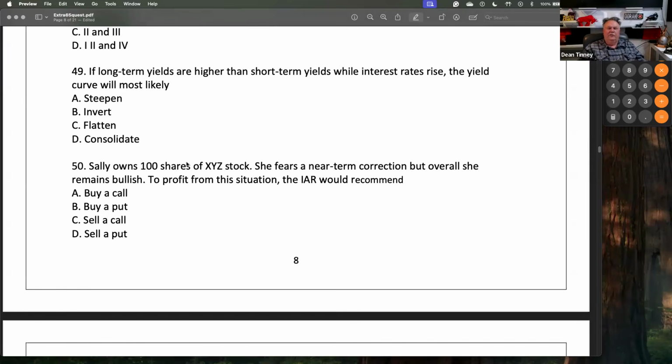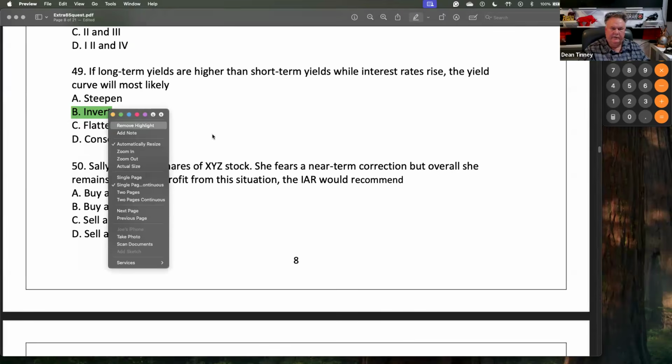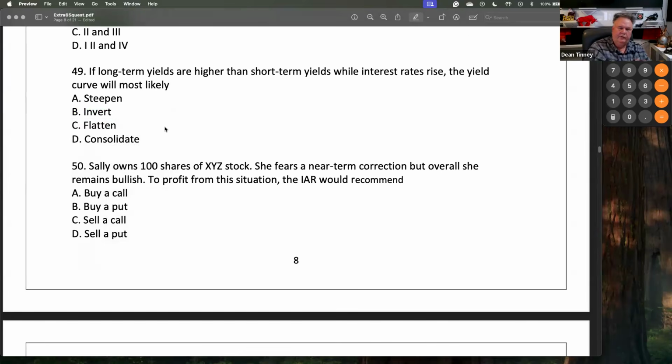If long-term yields are higher than short-term yields, while interest rates rise, the yield curve would most likely... Inverted. Well, it would get steeper. It's already inverted, right? Because it says long-term yields are higher than short-term yields. That actually is a normal yield curve. So now it says, while interest rates rise, so it didn't ask you about inverted. Inverted would be when short-term yields are higher than long-term yields.